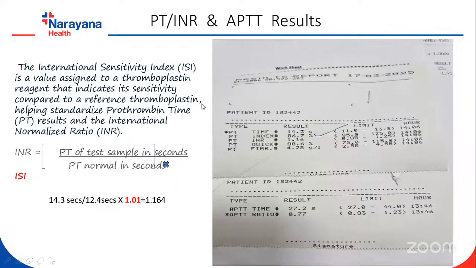The International Sensitivity Index is a value assigned to a thromboplastin reagent that indicates its sensitivity compared to a reference thromboplastin. And that's how this helps to standardize prothrombin time results and the INR also. And this is there on every reagent that is used.